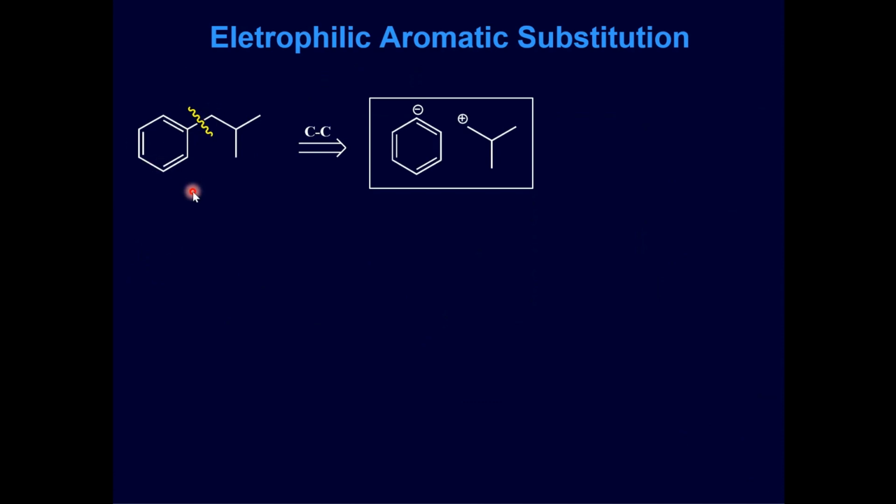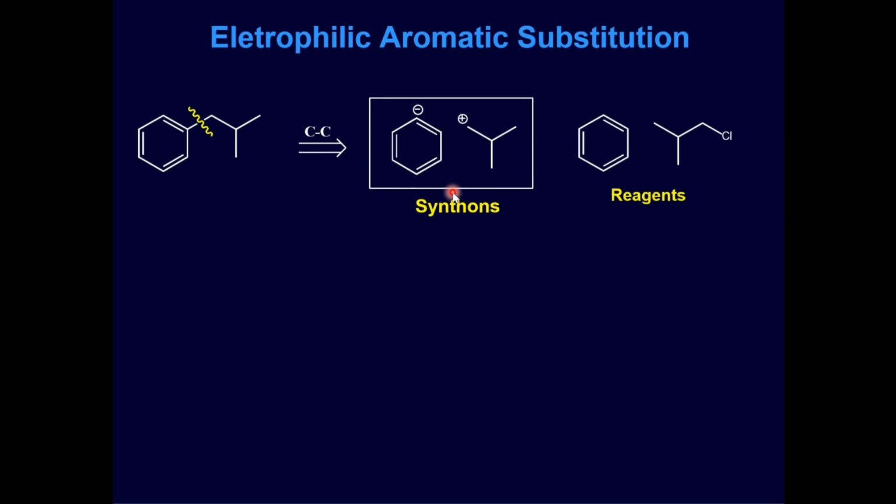If I take isobutylbenzene and I have to prepare this, I'll break over here. I'll get benzene with a minus charge and the tertiary butyl group, which has the positive charge. These are the synthons or the fragments. To get these synthons, I can use benzene as a reagent and isobutyl chloride as another reagent. These two can undergo Friedel-Crafts alkylation.